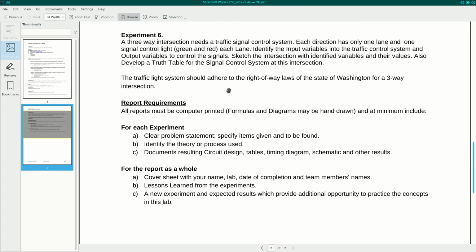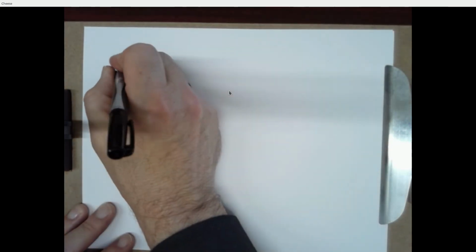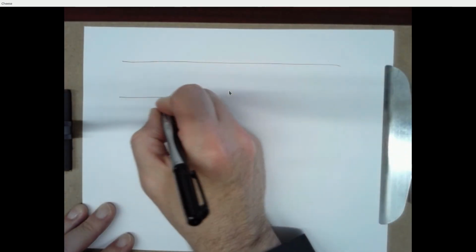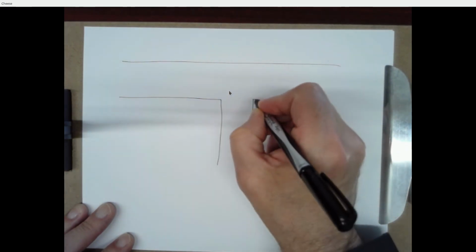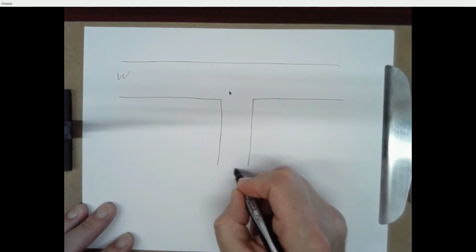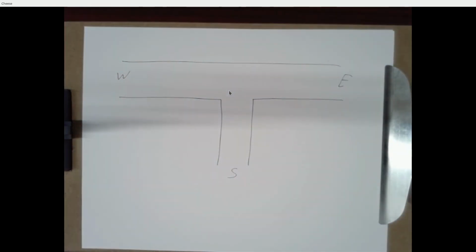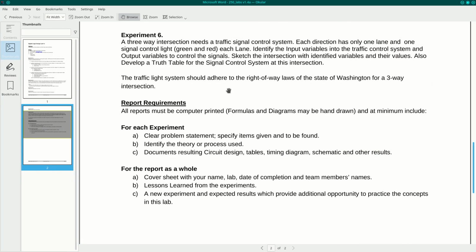All right, experiment 6. This is one of a multi-part experiment on designing a traffic light control system. So let me show you the setup that I want you to stick with. So think of a three-way intersection that looks like this. And this is west, and this is south, and this is east. All right, so it says a three-way intersection needs a traffic control signal. Each direction has only one lane, so it's kind of a dysfunctional road, and it has a single control light, which is either red or green.